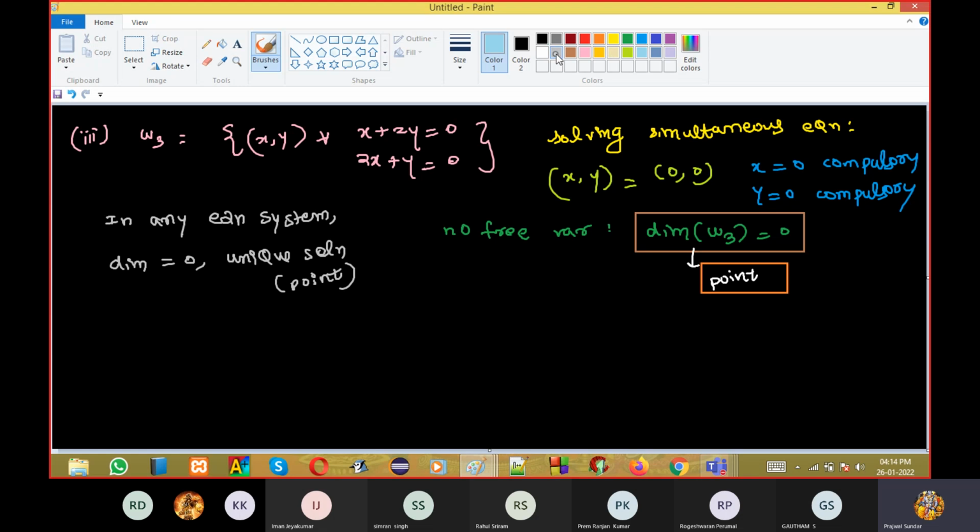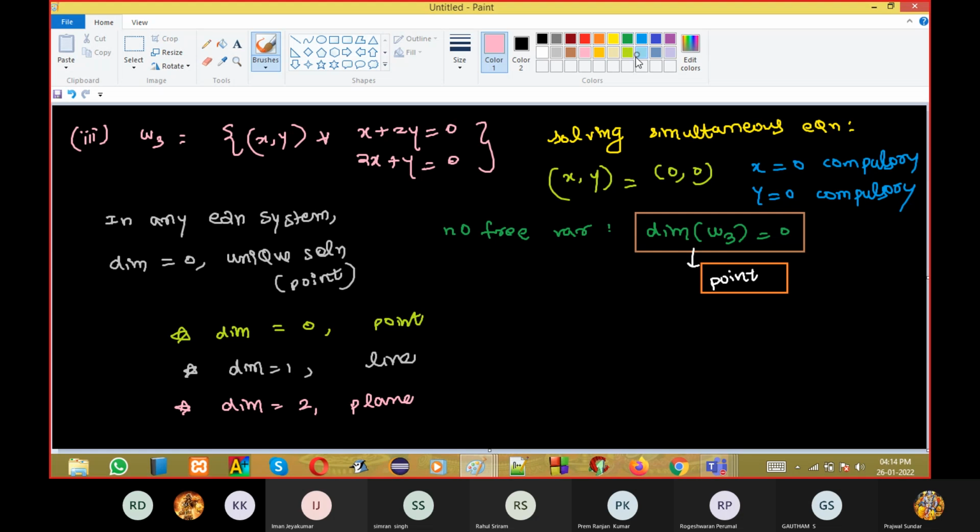Now let me give you a list of things. It's very obvious. If the dimension is 0, it is a point, correct? If the dimension is 1, then it's a line. If the dimension is 2, it is a plane. If the dimension is 3, it is 3D space. Now listen, we can have any dimension. Dimension 4 we can call a 4D region, dimension 5 a 5D region.